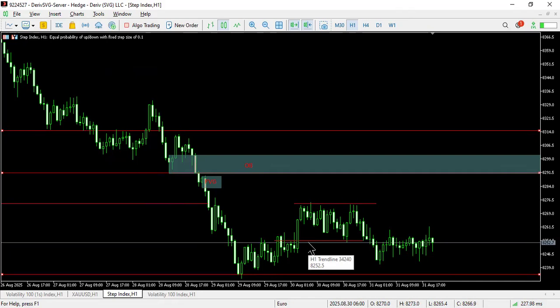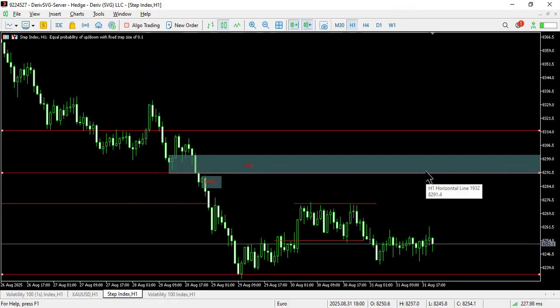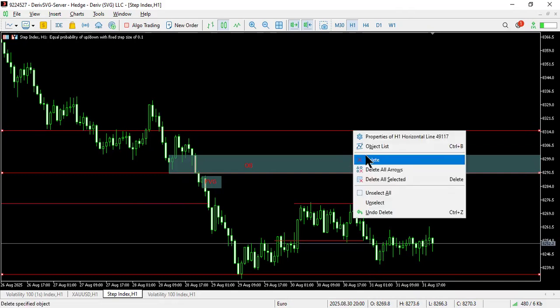So the coordinates, entry price, you want to place a trade on step index. Our entry price is at 8291.4. And then our stop loss is at 8314.8. And then our take profit is 8235.2. So these horizontal lines I'm placing are the ones I just use to be able to get the coordinates.